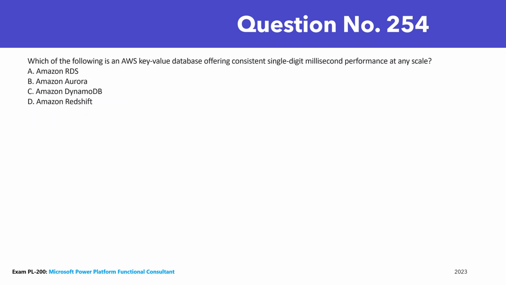Which of the following is an AWS key value database offering consistent single-digit millisecond performance at any scale? A. Amazon RDS. B. Amazon Aurora. C. Amazon DynamoDB. D. Amazon Redshift. Correct answer, C.